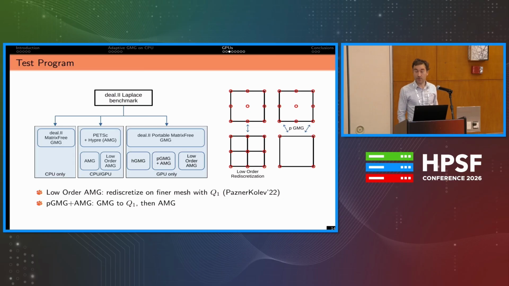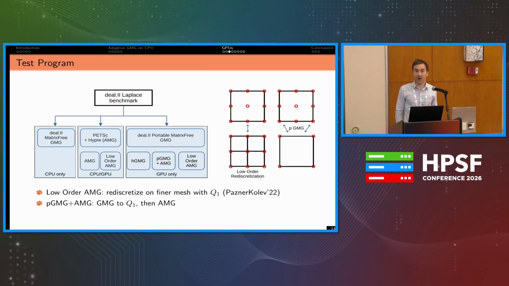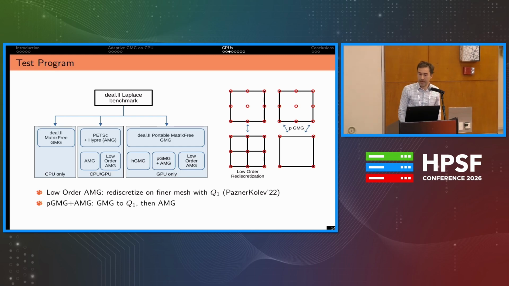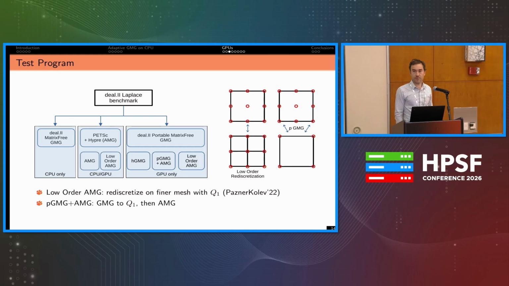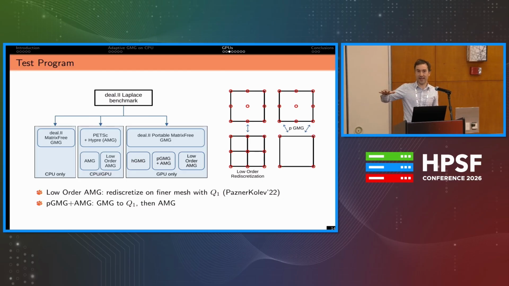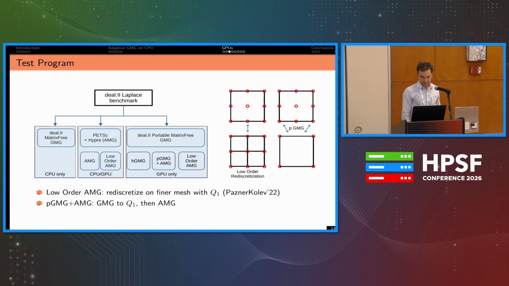I also realized how bad the results are when I go to higher order finite elements. There are several approaches you can take, that's the picture on the right. You can do a low order rediscretization. You basically interpret your high order finite element space as a linear finite element space on a finer mesh, and then you hand this to an AMG, solve that, and use it as a preconditioner. That's been made popular by the MFEM library.